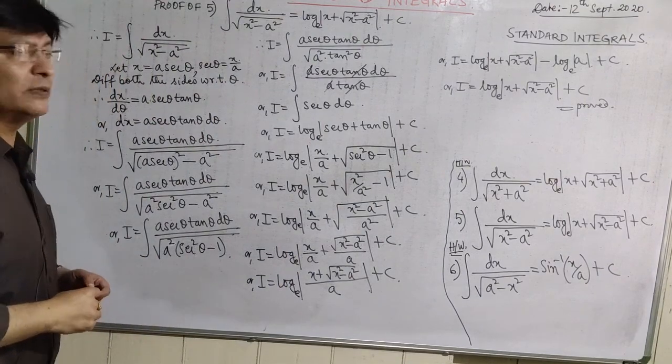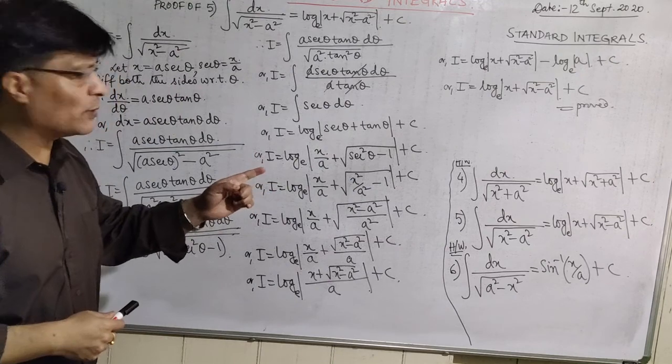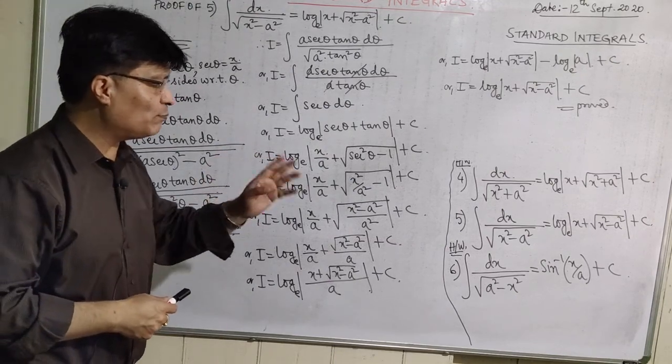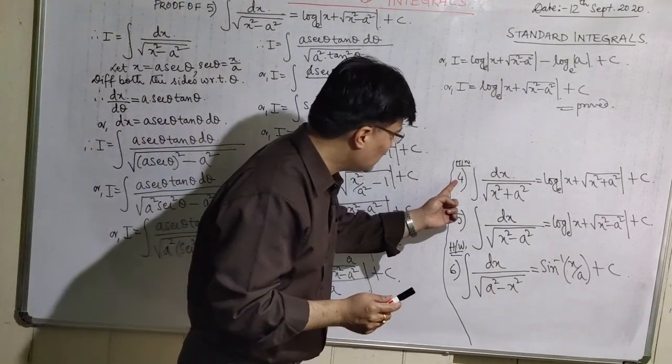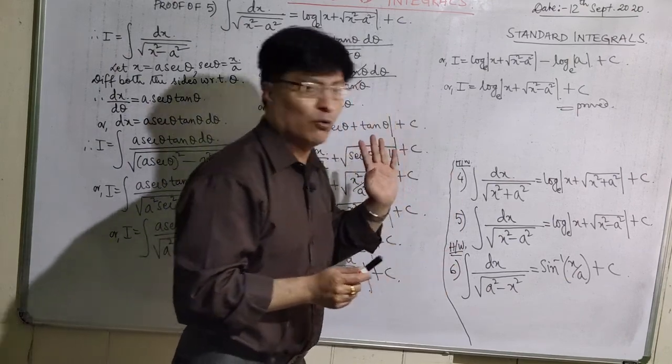So we have proved this formula number 5. That is, it is log within mod x plus root under x square minus a square, mod sign closed, the base is e plus c. Okay. Similarly you can prove this number 4 and number 6, and these are your homework.